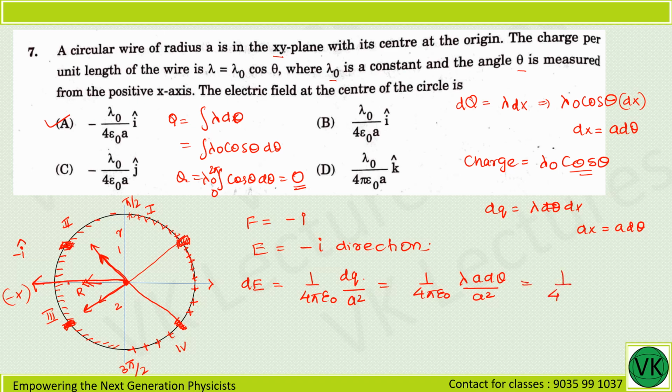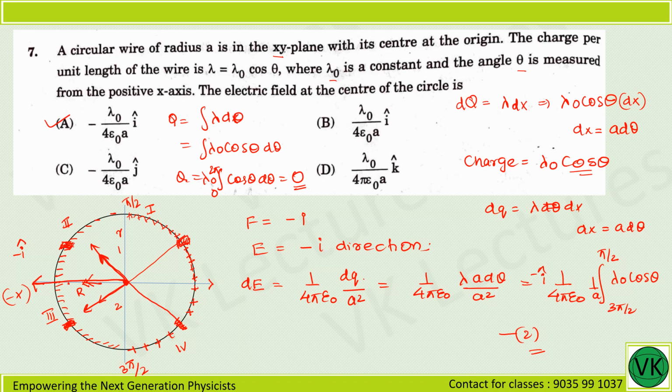So 1 by 4 pi epsilon naught, a and a get cancelled. Integral of lambda naught cos theta, times 1 by a. This is from 3 pi by 2 to pi by 2, that's in the negative i direction. Similarly, you get the second term for the negative side.